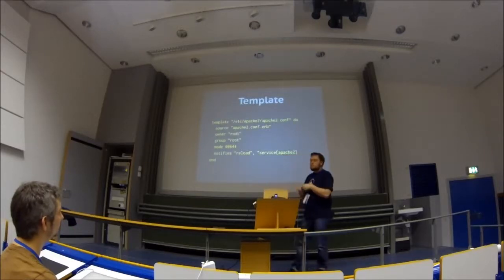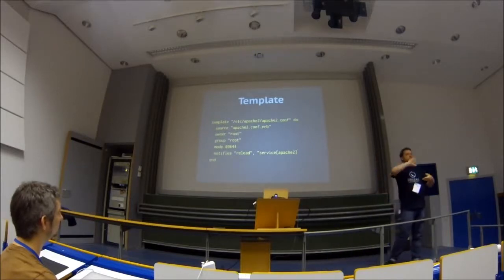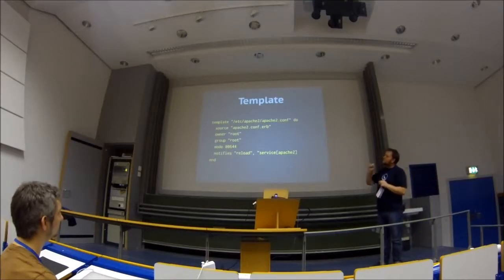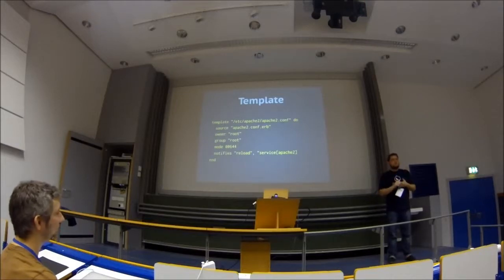This is how you do a template. A template is more or less a file you prepare before, put some placeholders in there, and it is part of your cookbook. In this case it's the apache2.conf.erb, which is sort of Ruby syntax, but very simple. If you've used a PHP template before, it's very similar.